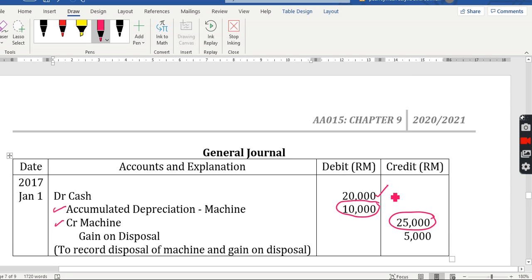That means on the debit side you have a total of 30,000 ringgit, but on the credit side you only have 25,000. To match the values so that the journal is balanced, you need to add 5,000 ringgit on the credit side. Since it's on the credit side, it is gain on disposal. If the amount you need to balance your journal is on the debit side, that means it is loss on disposal.